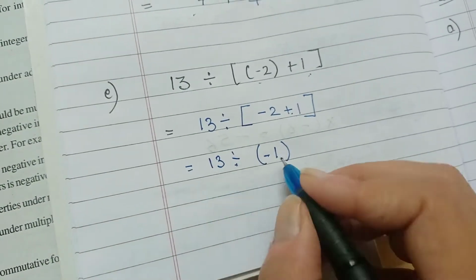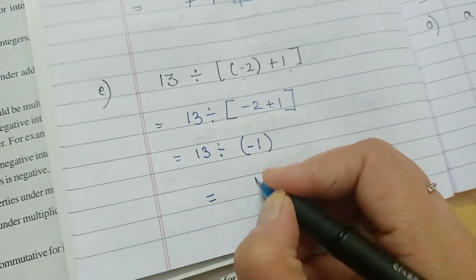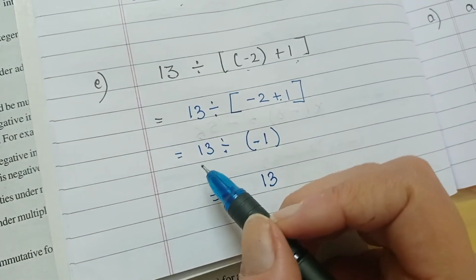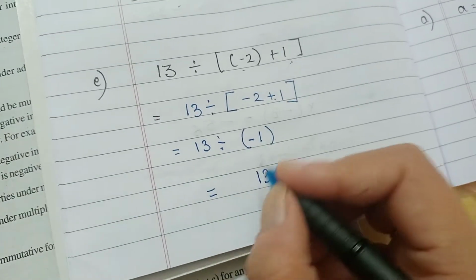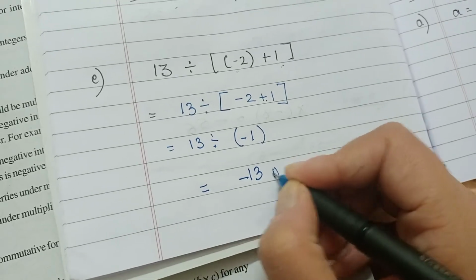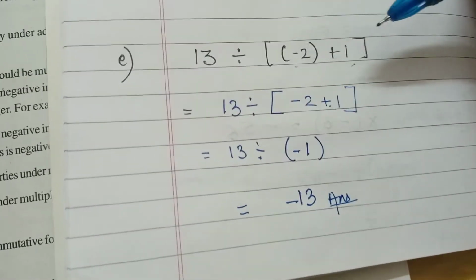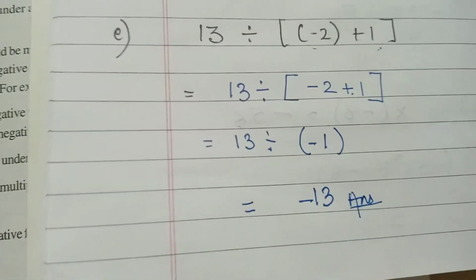Now you need to divide 13 by 1. When we divide the same number with 1, we get the number. Now you need to look for the sign. Plus minus is minus. So minus 13 is our answer. Just remember this, students, whenever a bracket will be there, first you need to solve the bracket and then do the rest of the part. This is your E part.